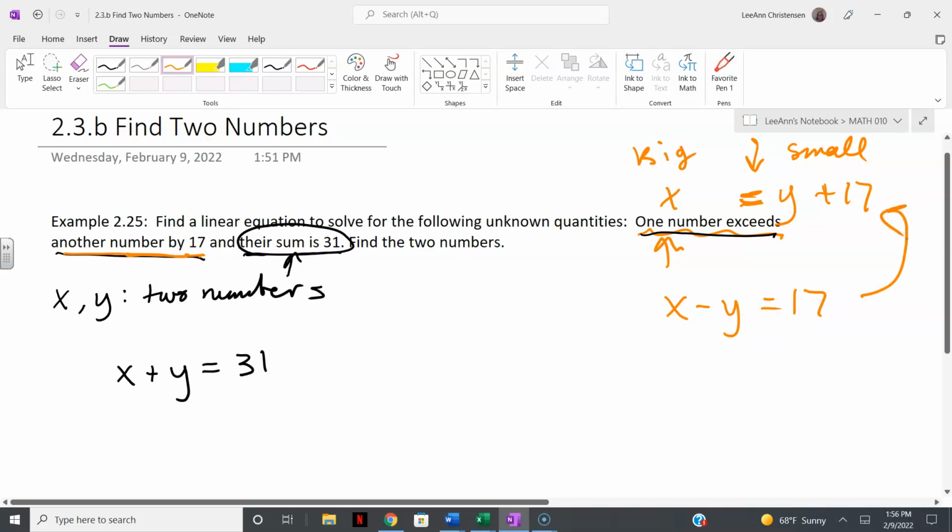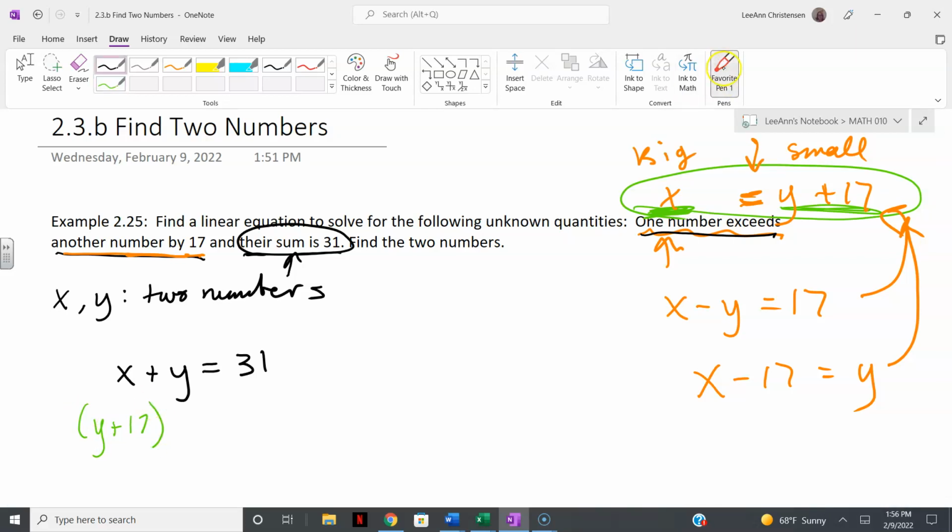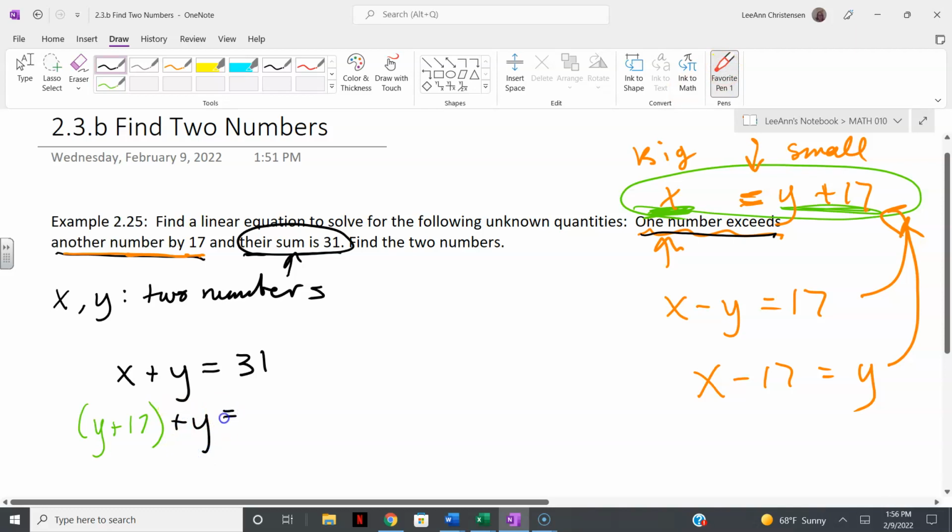What else could you say? Oh, if I took the big number and I subtracted 17, I would get the smaller number. Same thing. So pick which one you want. It doesn't matter. I'm going to use this one right here. So what I'm going to do is I have a representation for x. It's y plus 17. So instead of x, I'm going to put y plus 17. And then I finish off that equation. Plus y equals 31. Now I have an equation in one variable that I can solve.